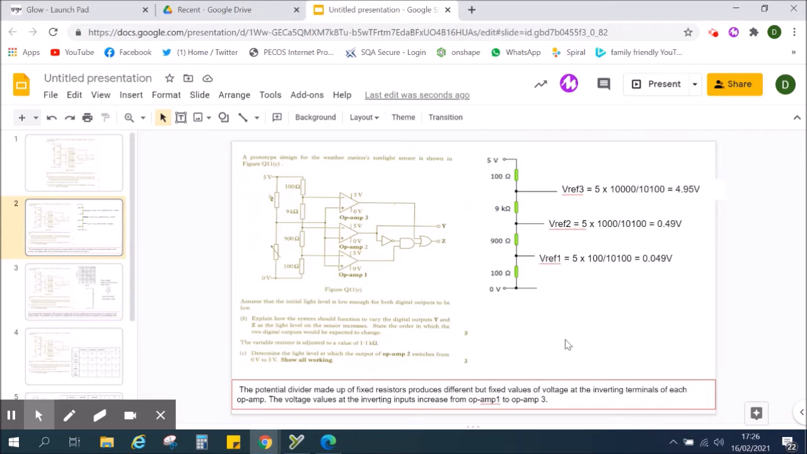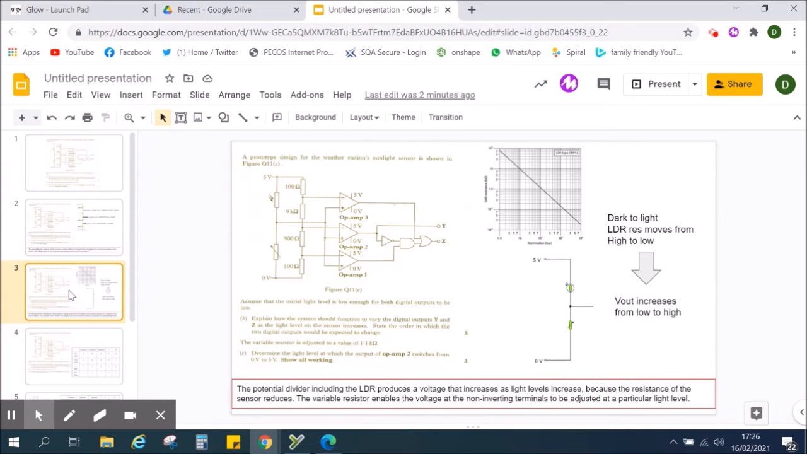This box down here is the first part of my description, so I'm simply describing that the potential divider made up of the fixed resistors produces different fixed values of voltage at the inverting terminals or inverting inputs of each op-amp. The voltage values at the inverting inputs increase from op-amp 1 to op-amp 2.